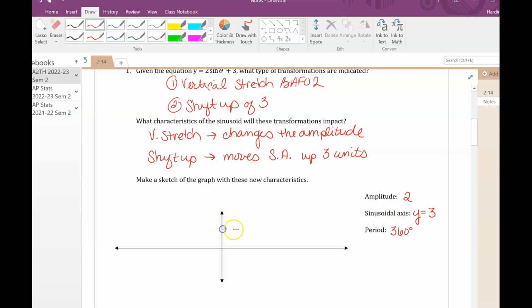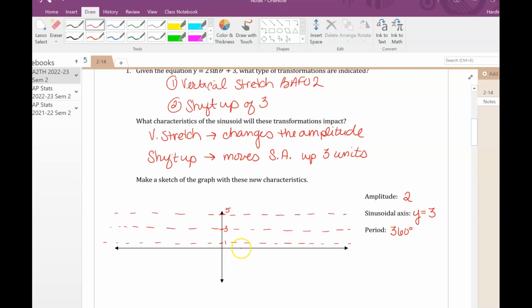What I'm going to do on the graph is I'm going to put in a dotted line at 3. This is my center. This is the new sinusoidal axis. With an amplitude of 2 now, I know that the graph is going to rotate 2 above and 2 below that sinusoidal axis. So there's going to be a maximum value at 5, and there's going to be a minimum value at 1. And the whole sinusoidal graph is going to rotate back and forth between those minimums and maximums.